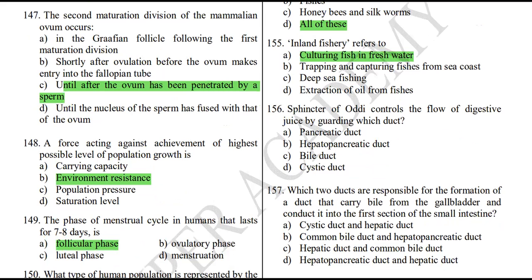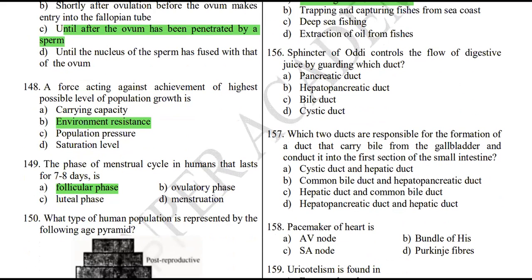Sphincter of Oddi. First we have to understand all the ducts which are present. Suppose this is a gallbladder and this is the liver. This liver is the one which produces bile. Please don't forget, liver produces bile. But the gallbladder is the one which stores the bile.